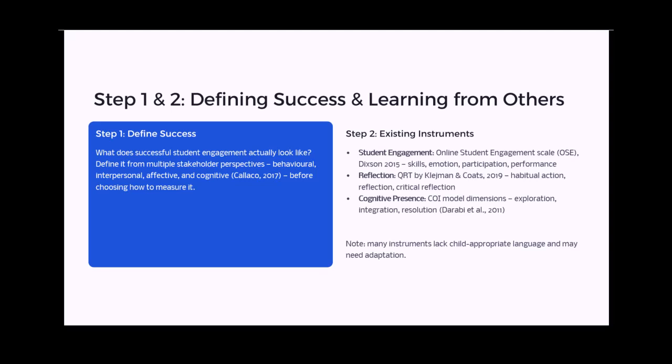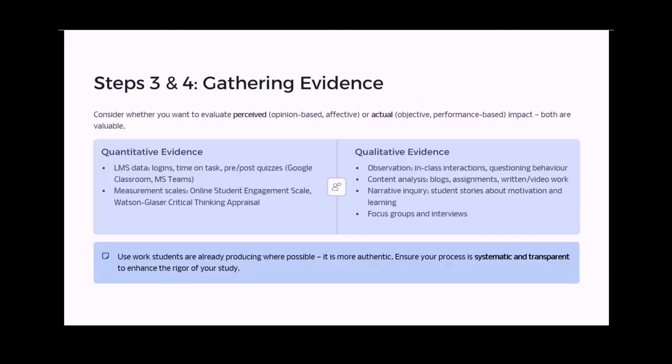So once you've identified what you're measuring, what success looks like, and how you're measuring, you need to look at how you're going to gather the evidence. So you want to consider what you want to evaluate. If it's perceived, it's based on opinion, it's affective, it's very qualitative, whereas actual is based on the performance, and this might be based on quantitative evidence.